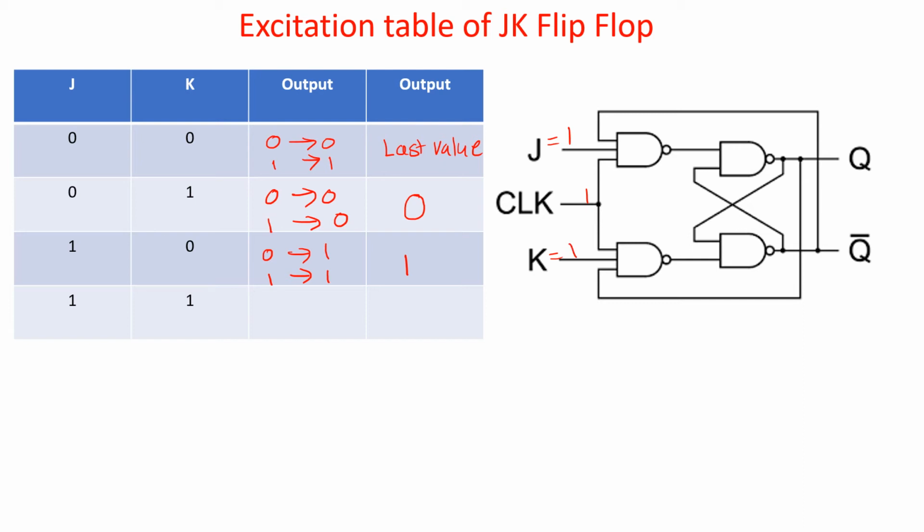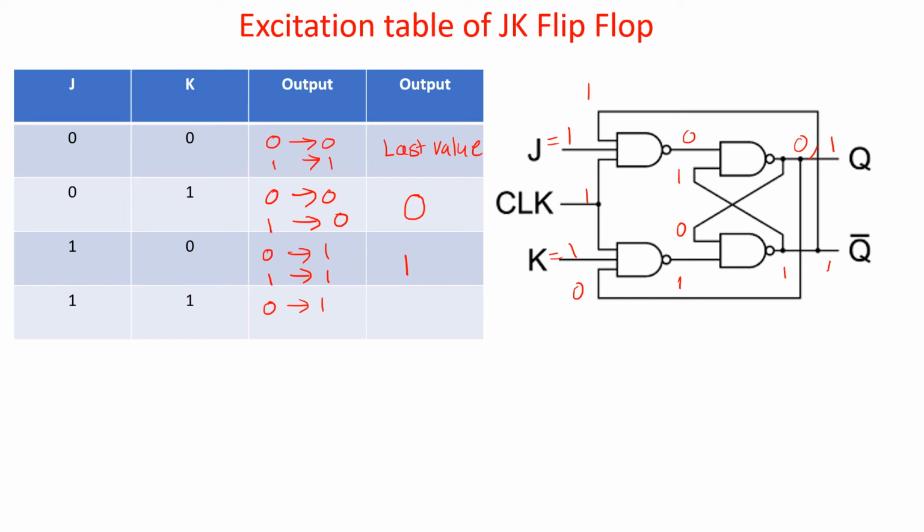I will assume here 0. This is 1. So this 0 comes here. This 1 goes here. So this output is 0. This output is 1. Now this 0 comes here. 1 0 becomes 1 and 1 0 becomes 1. So 0 has changed to 1.